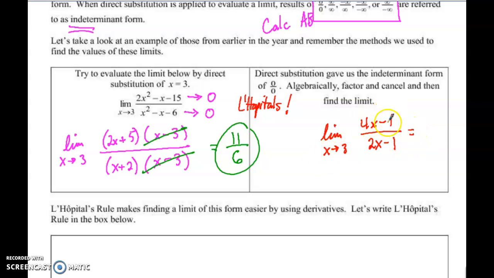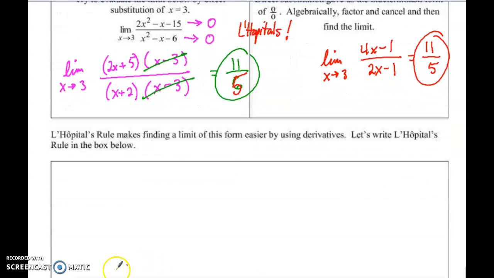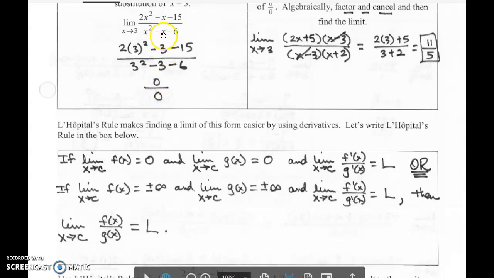Well, 4 times 3 is 12, minus 1 is 11. And 2 times, oh, I did this math wrong. I'm glad I double checked it. 2 times 3 is 6, minus 1 is 5. And you get the same answer. So you know me, I'm going to show you the answer key. Now I'm well aware that I did not follow the directions up here, but had I done this correctly I would have gotten 11/5. So here's L'Hopital's rule.